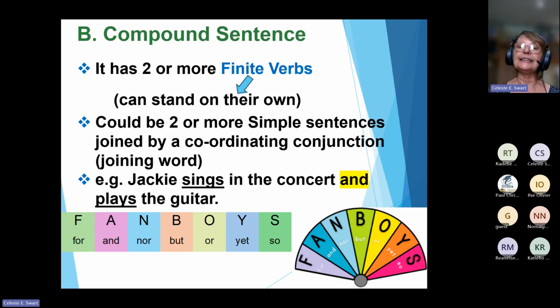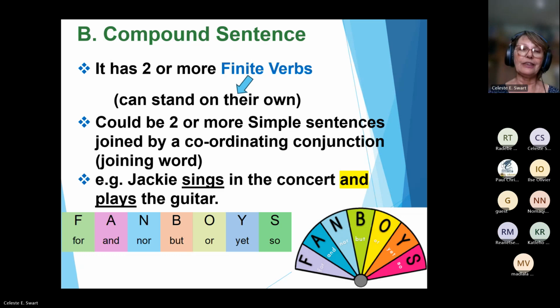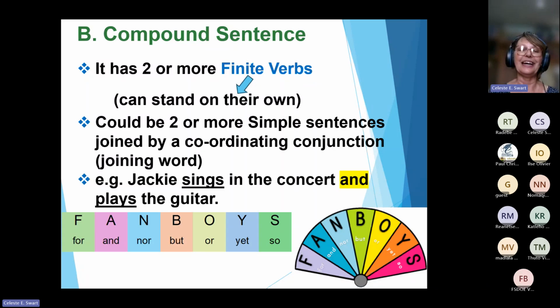For example, Jackie sings in the concert and plays the guitar. The coordinating conjunction that we're using here is "and". And that's part of our FANBOYS, because the F is for, and, nor, but, or, yet. And so those are our magic words that are going to help you to remember. If you remember FANBOYS and you link it to your compound sentences, it's going to assist you in identifying a compound sentence so much easier.